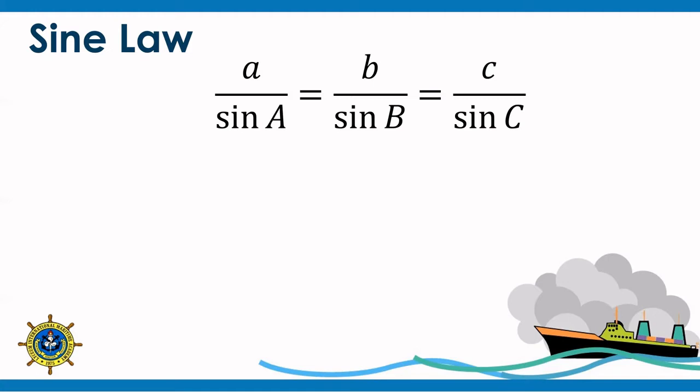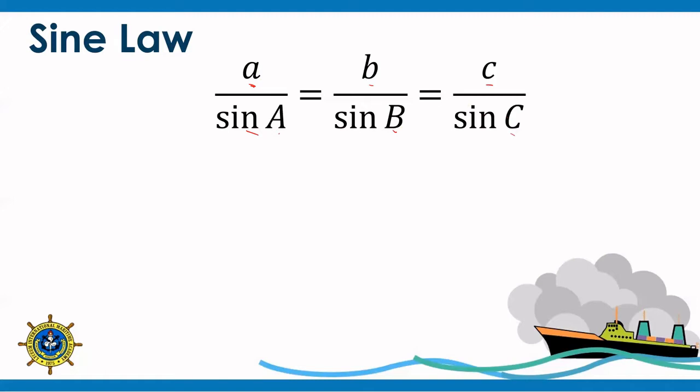Now, if we will look at the sine law, ganito yung general equation niya. So you have a over sine A is equal to b over sine B is equal to c over sine C. So basically, hindi nyo naman lahat gagamitin itong tatlo na to sa isang word problem. Ang sinasabi lang ng sine law is that yung ratio ng side doon sa sine ng iyong angle na opposite doon sa side mo is constant. So it's constant for all cases ng sides mo at saka angles, okay, sa loob ng isang oblique triangle.